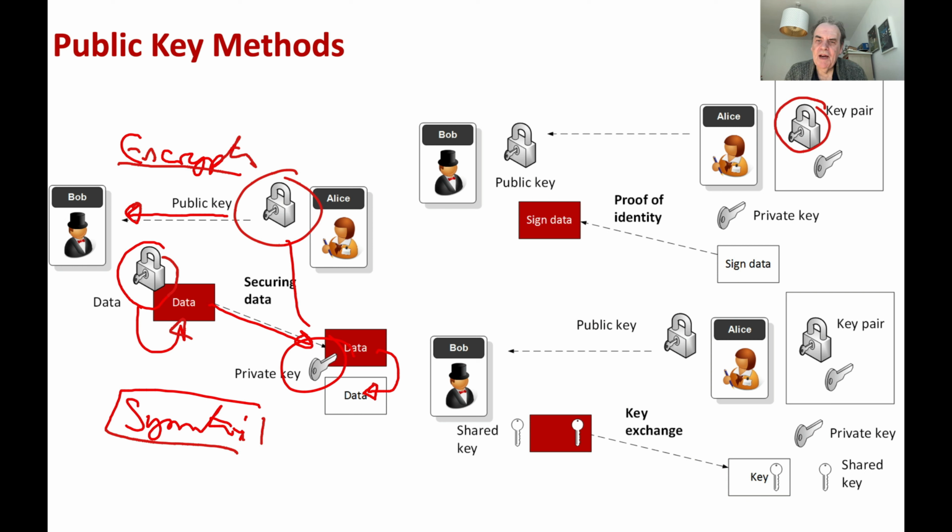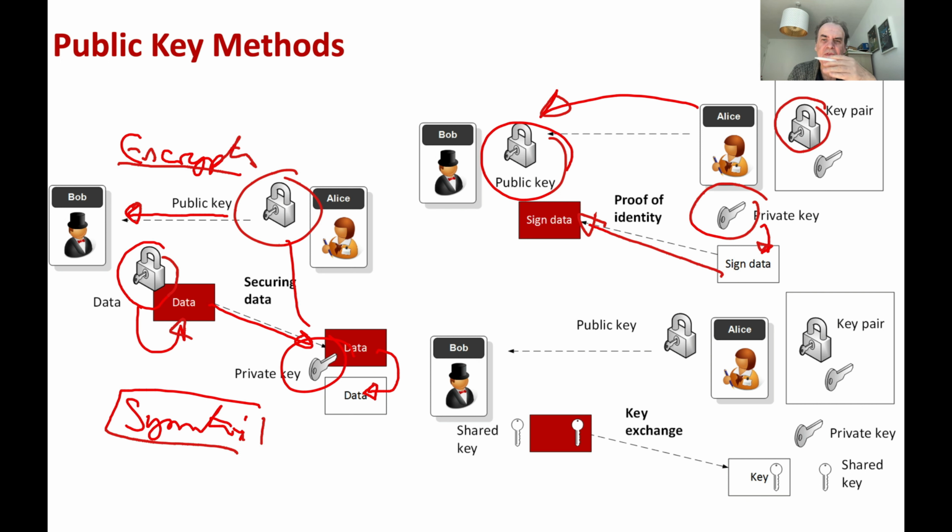The second method that we have is when we want to prove the identity. And in this case, Alice signs the data. She takes a hash of the data and then signs that with her private key. She then sends the data over, and Bob checks the signature with her public key. So again, Alice will distribute her public key to Bob, and Bob will prove that she signed the data. So this is known as a signature.